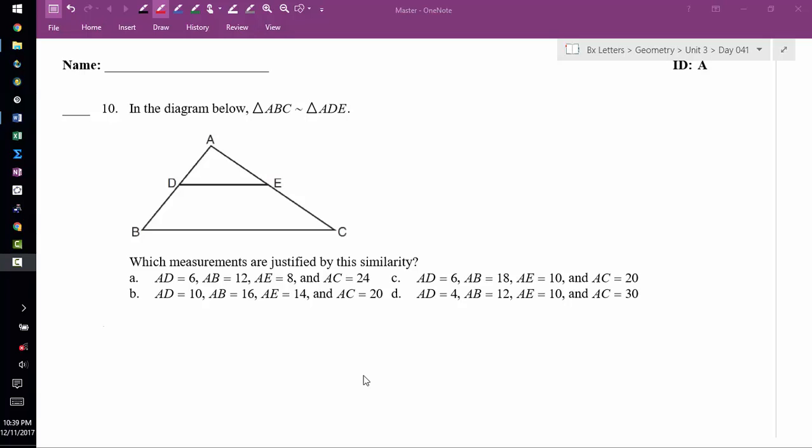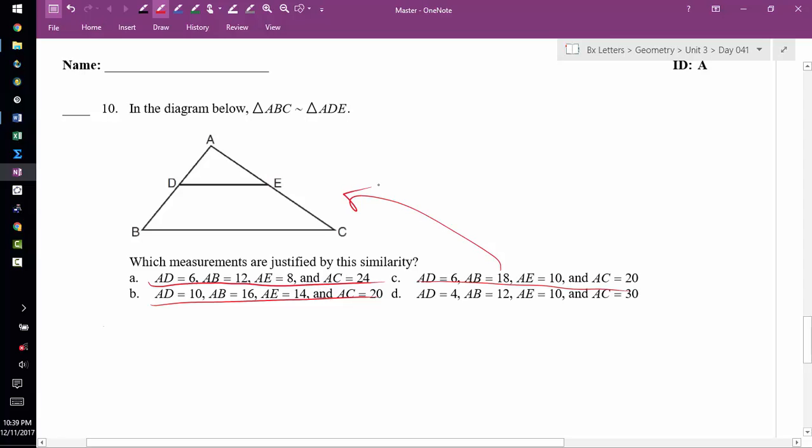I lied. Number 10 is another similarity problem, overlapping, except this one is devious. They're not asking you to find something. They're asking you to look at all of these measurements and tell them which one is a correct set that could apply to this shape, given that this big triangle ABC is similar to that small triangle ADE.